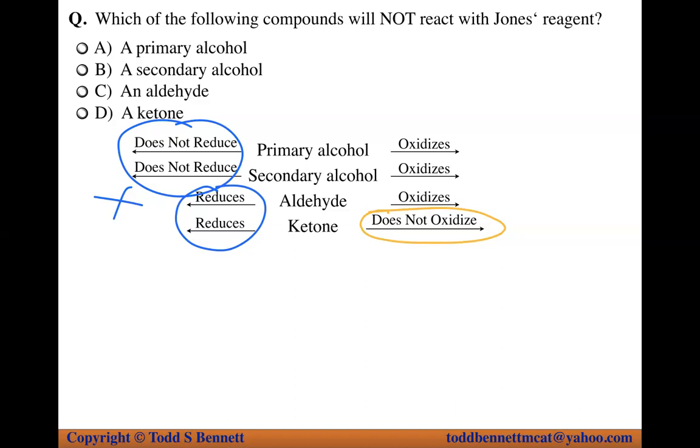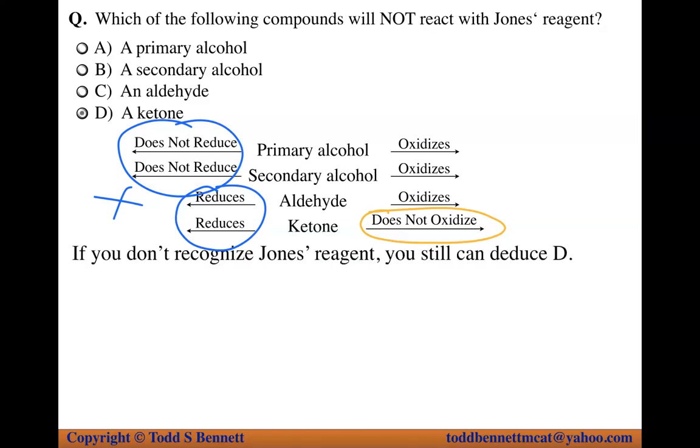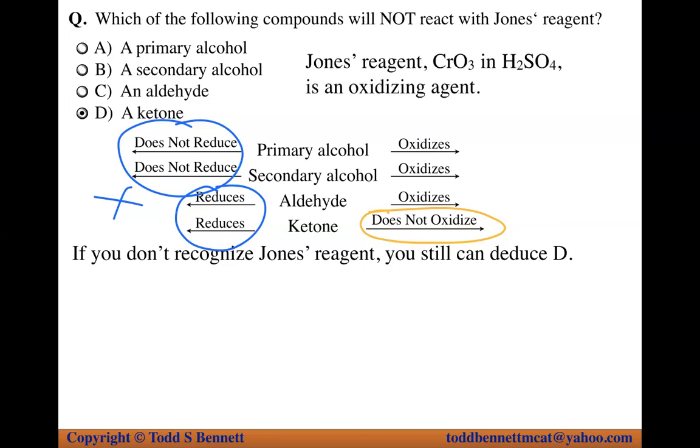So this is more test logic when you don't know all the facts. It is perfectly fine to use that. It's actually a really powerful tool. If you start thinking this way, solving problems with only 40, 50, 60% of the information, not ideal, but certainly a skill that will help you in life. So you can still deduce D because it's one of the things not like the other, but Jones reagent is CrO3 and H2SO4. It's an oxidizing agent.